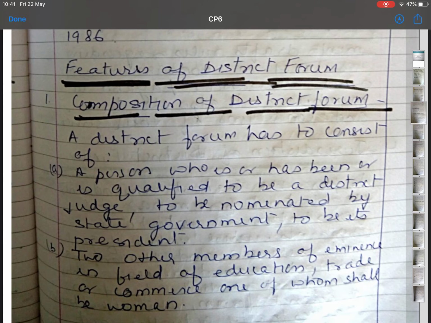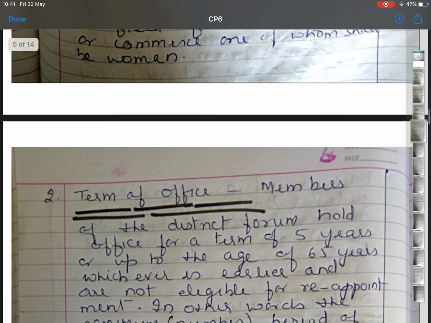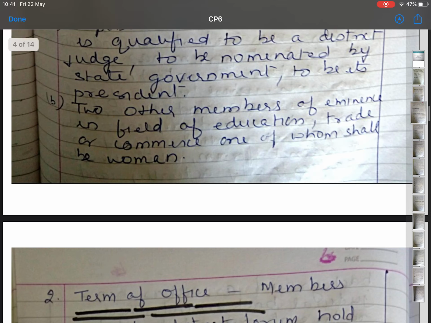Now the next is appointing authority. Every appointment of the president and the members of the district forum is made by the state government on the recommendation of a selection committee consisting of the president of the state commission, secretary of the law department, and the secretary in charge of the department dealing with consumer affairs in the state as members.